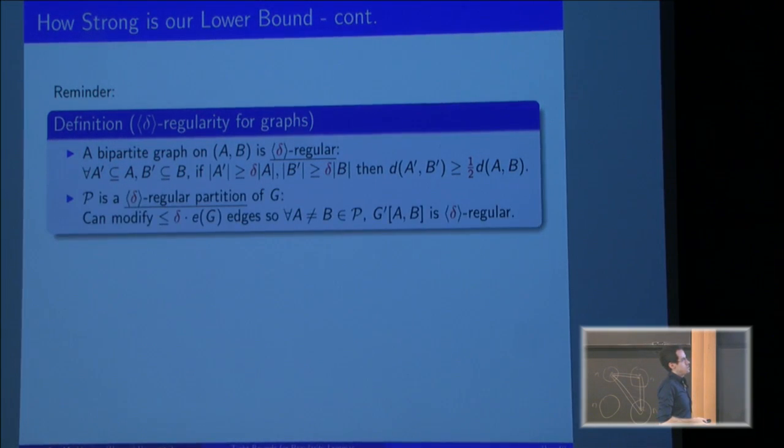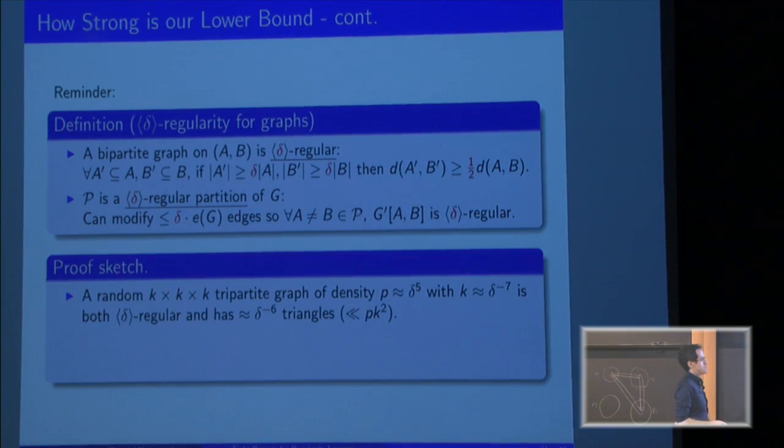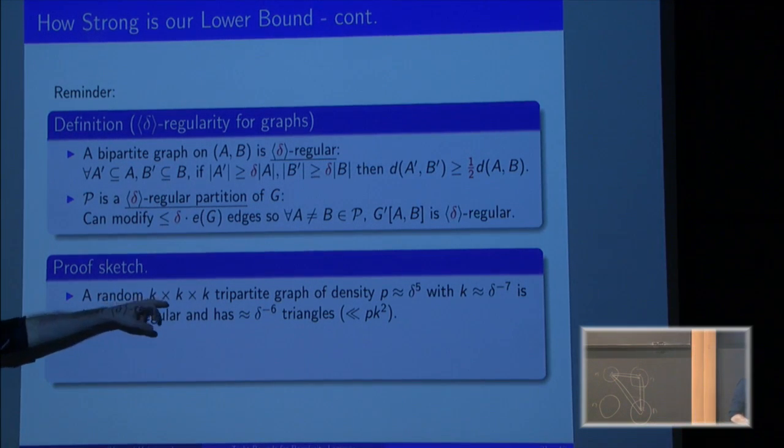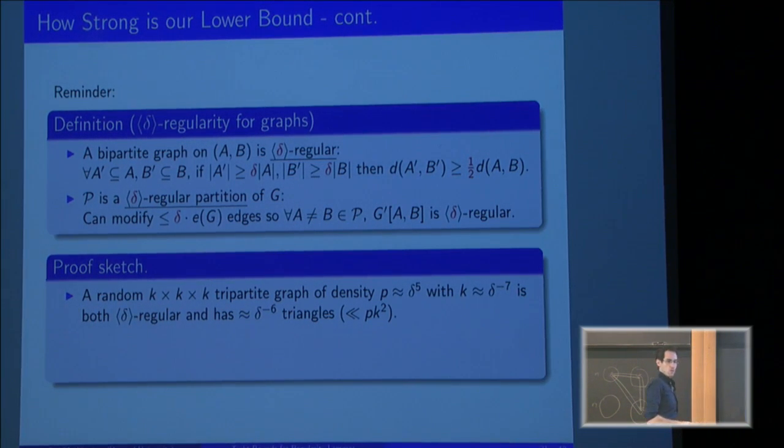Here's a reminder of the definition. But again, we only need the definition of delta regularity for bipartite graphs. And let me quickly sketch the proof. If you take just a random balanced tripartite graph of the correct density, in this case delta to the power of 5, and you choose the number of vertices in each class correctly, then you can show, by standard probabilistic arguments, that all three bipartite graphs are delta regular, and the number of triangles is much smaller than the number of edges.